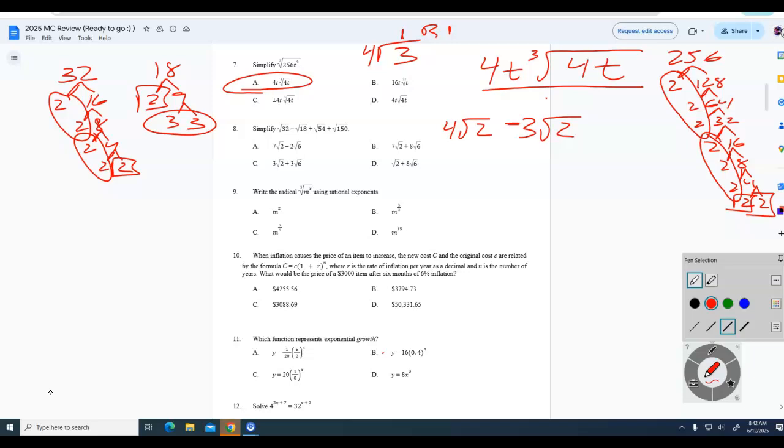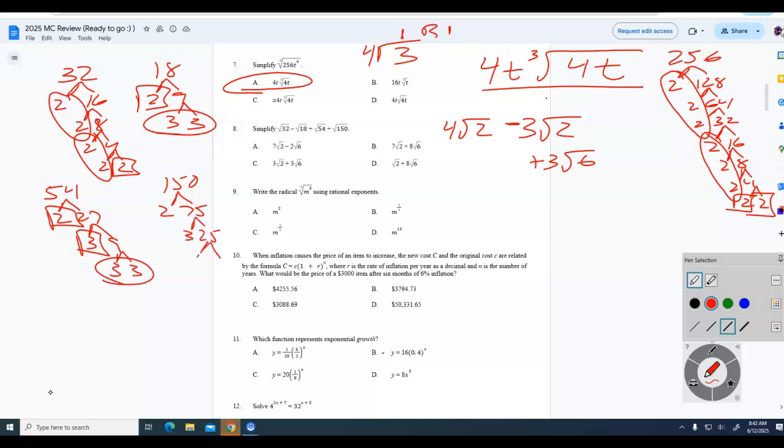Root 54, 2 and 27, 3 and 9, 3 and 3. Pair of 3's with a 2 and a 3 left over. So that's plus 3 root 6. And then 150, 2 and 75, 3 and 25. 5 and 5, pair of 5's, with a 6 left over, so it's 5 root 6.